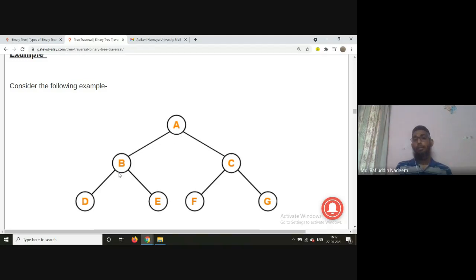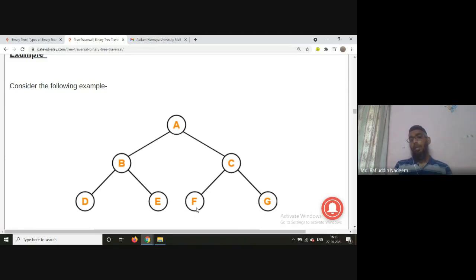For A, the left side is completed. Now go to the right side. According to the algorithm, you should not visit the root node here. So go to the right side. For this subtree C, F, G, again go to the left side. For F there is no left, there is no right. So F is visited. After visiting F, you come to the root node. Because the root node is not visited, you have to go to the right side first. For G, there is no left, there is no right.